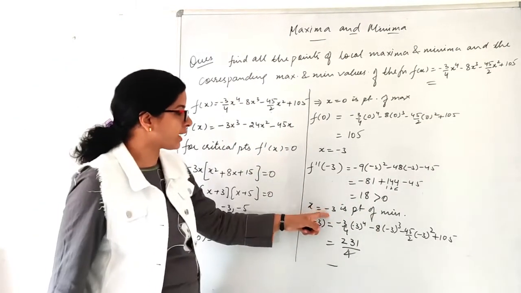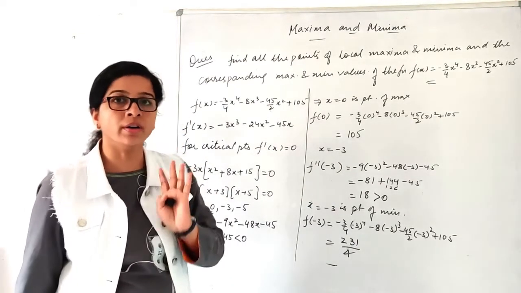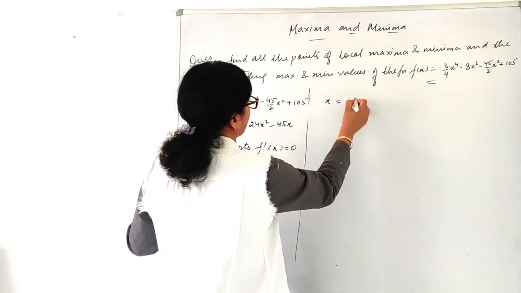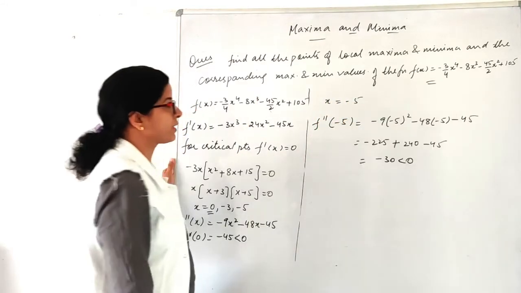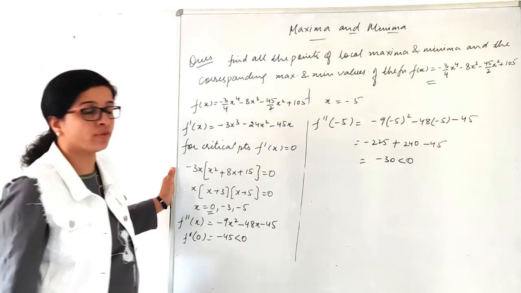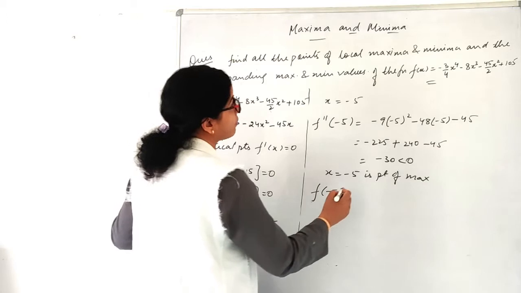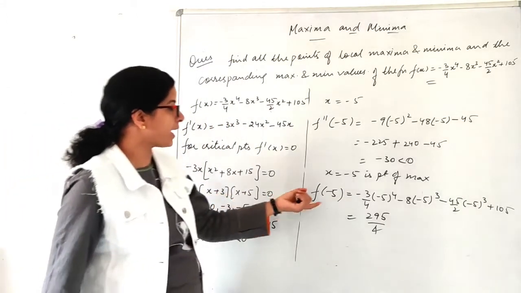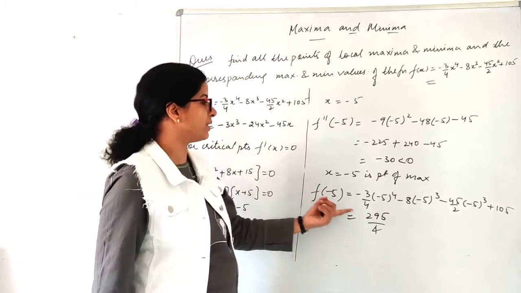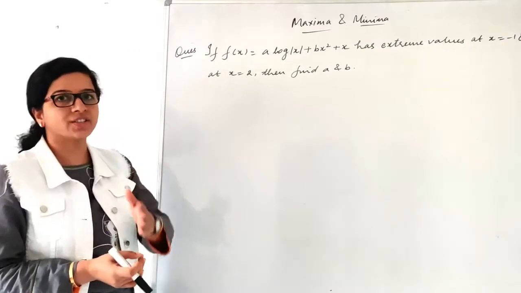Similarly, we will check for x equals minus 5, whether it is a point of local maxima or minima. We will substitute x equals minus 5 in f double dash x. So x equals minus 5 is a point of maxima. And the maximum value we'll find out by substituting in f(minus 5). After solving, we'll get the value. So my local maximum value at x equals minus 5 is 295 by 4. Okay. So let us check this question.